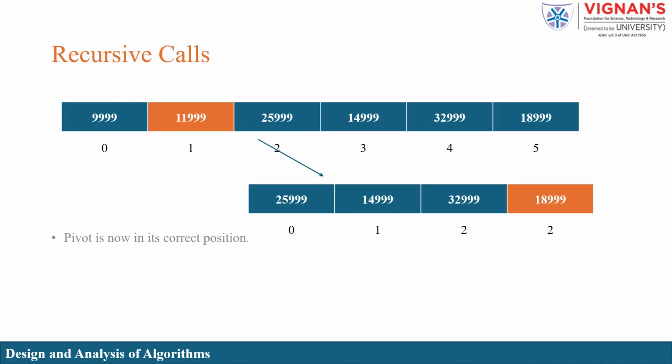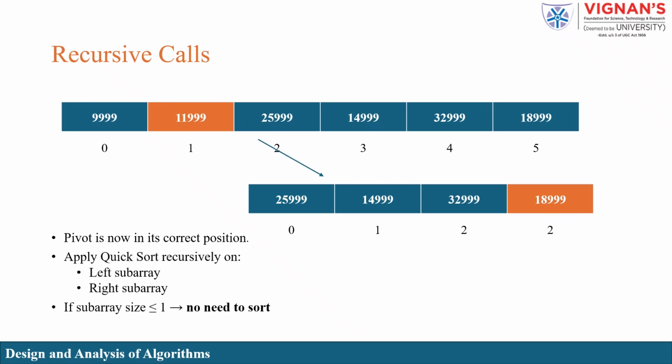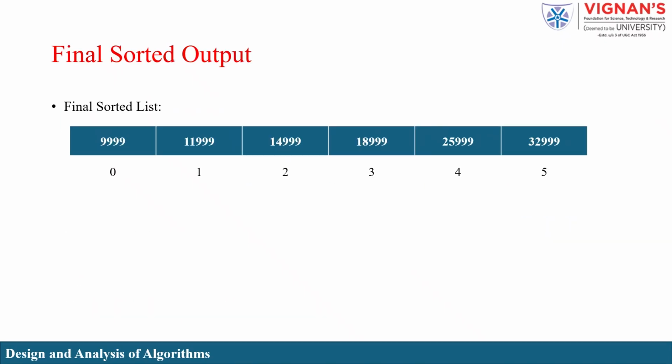Once the pivot is placed in its correct position, the array is divided into 2 subarrays. Quicksort is applied recursively to the left and right subarrays. If a subarray contains 1 or 0 elements, no further sorting is required. After completing all recursive calls, the array becomes fully sorted. The mobile phone prices are now arranged in ascending order, from the lowest price to the highest price.